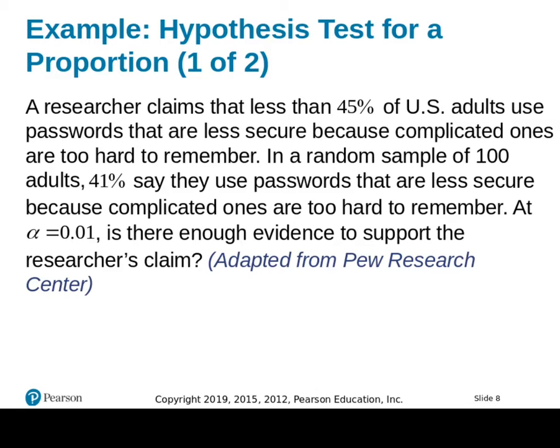So a researcher claims that less than 45% of U.S. adults use passwords that are less secure because complicated ones are hard to remember. So the claim we have is that our proportion is less than 45%. In a random sample of 100 adults, 41% say they use passwords that are less secure because complicated ones are too hard to remember. At an alpha of 0.01, is there enough evidence to support the claim?